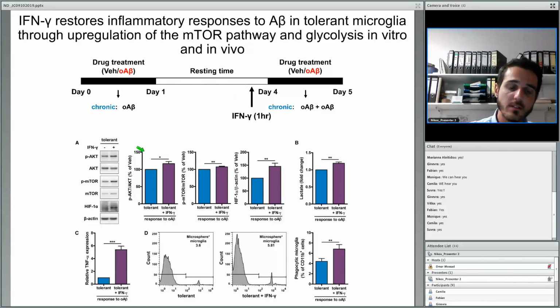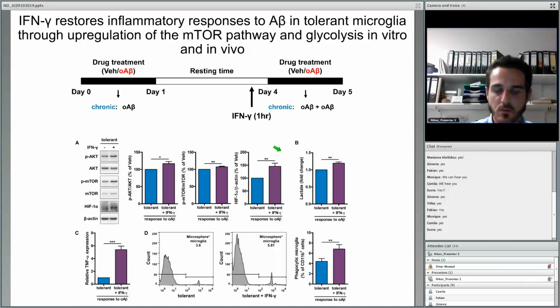They went to the mTOR pathway. They see that in this tolerant microglia that has been boosted with interferon gamma before, there is an increase in the phosphorylation of AKT, phosphorylation of the mTOR, and expression of HIF1 alpha, which eventually leads to an increased glycolysis. So rescuing this metabolic exhaustion of the cells that they suggested before in the acute versus chronic phase.